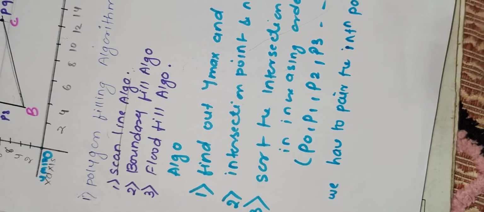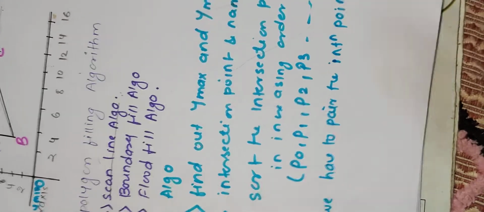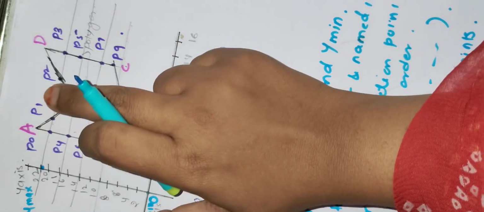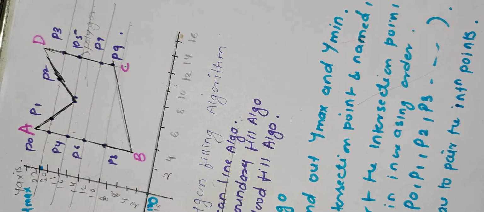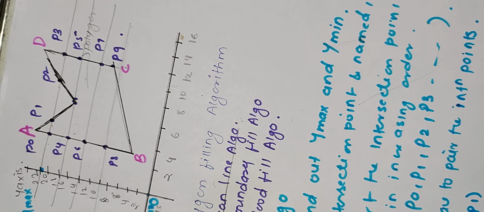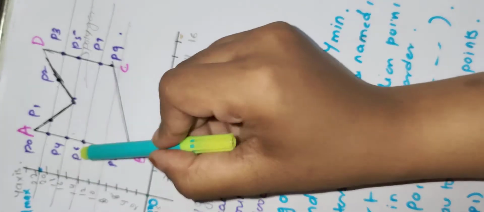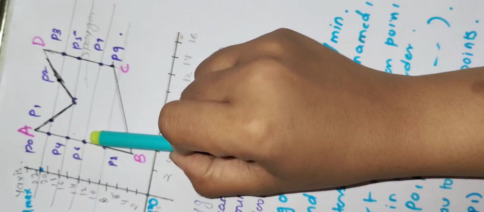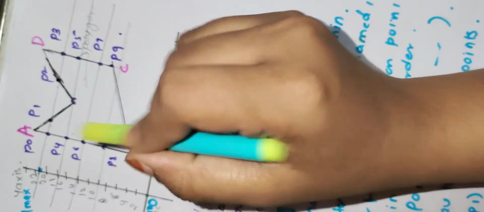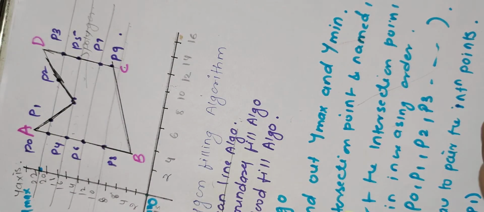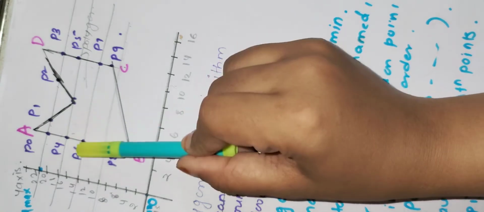Okay. Now what pairs are we making here? The first pair will be P0 and P1. Now one point you have to understand and remember: always pair those intersection points which are passing through the polygon. So we will make those pairs.